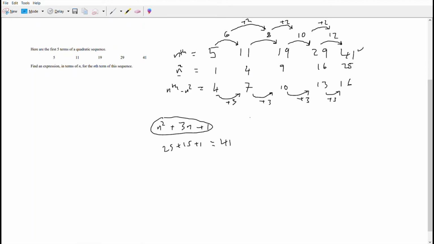You can double check and put in another number. Let's say 2, for example. 2 squared plus 2 is 3 multiplied by 2 plus 1. And this will give us 11. I hope that makes sense.